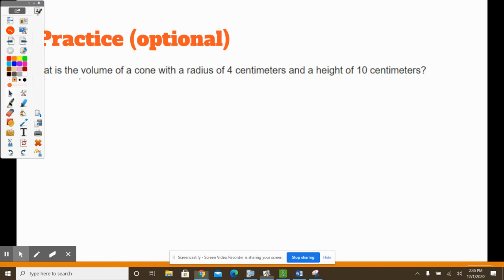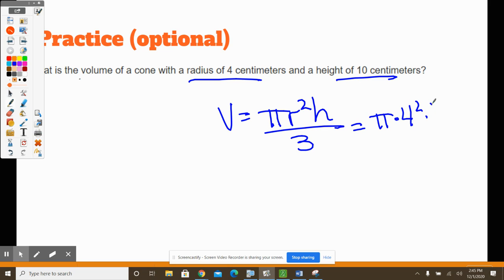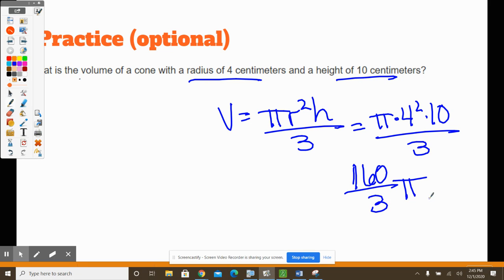Okay, so what is the volume of a cone with a radius of 4 and a height of 10? So once again, pi r squared h, but we're going to divide by 3. So it'll be pi times 4 squared times 10, divide by 3. 4 squared is 16. 16 times 10 is 160. Put it over 3, and they want the pi with it, centimeters cubed.